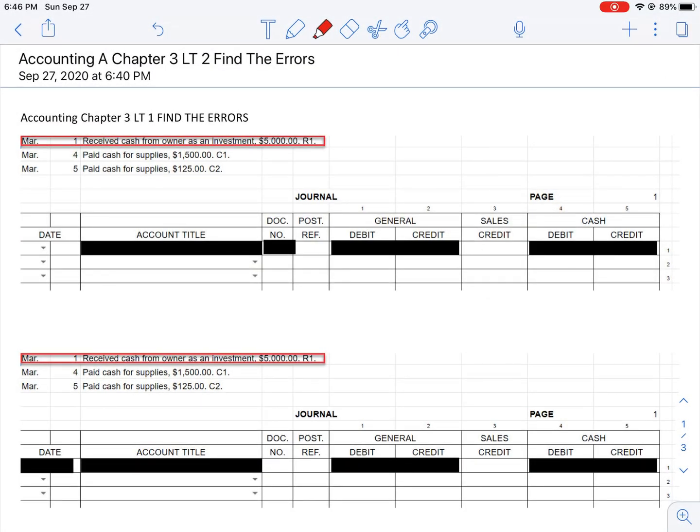Chapter 3.1, find the errors. This is not necessarily going to give you the answers, but hopefully put you in the right direction. Take a look at this first transaction. March 1st, received cash from owner as an investment.